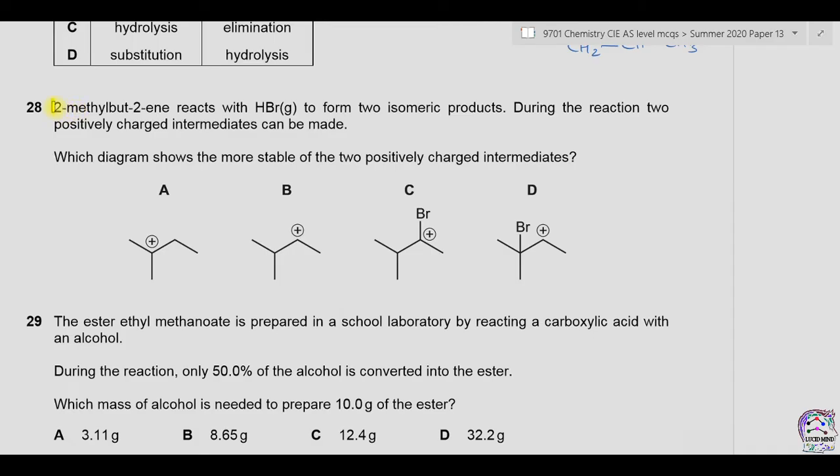Question 28. 2-methyl-butene reacts with HBr gas to form two isomeric products. During the reaction, two positively charged intermediates can be made. Which diagram shows the more stable of the two positively charged intermediates? Let's first find out which type of intermediate is formed during the reaction. So we have 2-methyl-butene. On second carbon we have double bond.